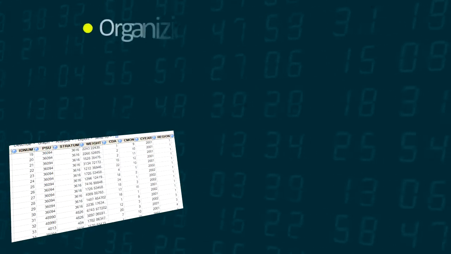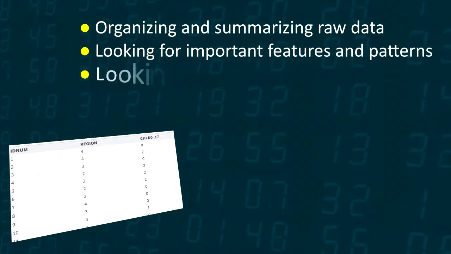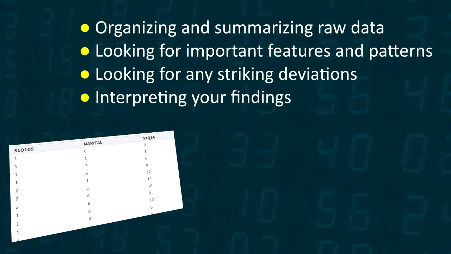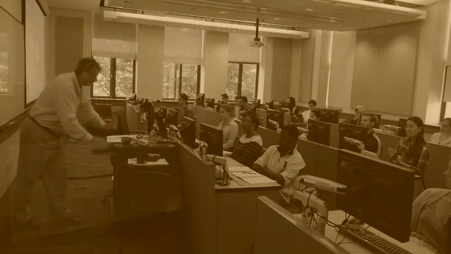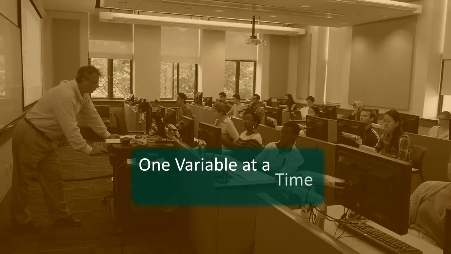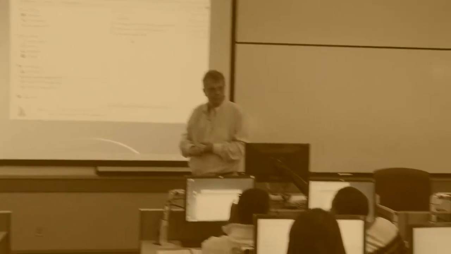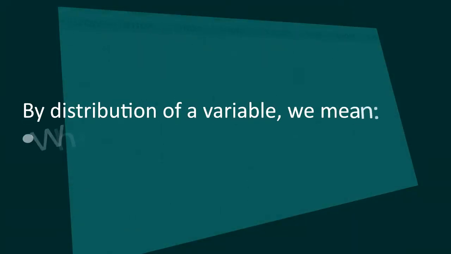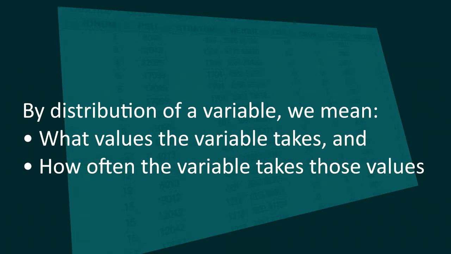Basically, exploratory data analysis consists of organizing and summarizing raw data, looking for important features and patterns in the data, looking for any striking deviations from those patterns, and interpreting your findings in the context of the problem or research question. We begin exploratory data analysis by looking at one variable at a time, also called univariate analysis. In order to convert raw data into useful information, we need to summarize and then examine the distribution of any variables of interest. By distribution of a variable, we mean what values the variable takes and how often the variable takes those values.